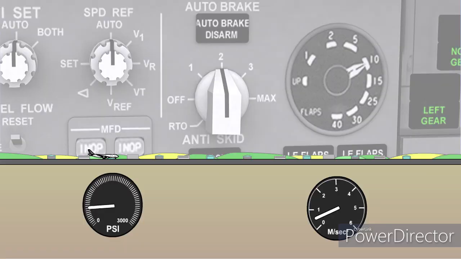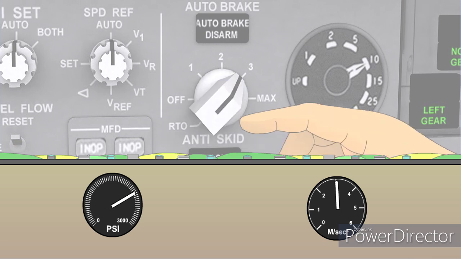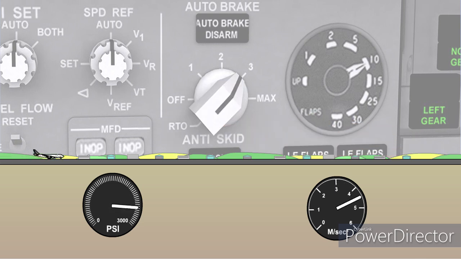On touchdown, with ground mode and wheels spin-up sensed, the brakes will be automatically applied and will slow the aircraft at the selected rate of deceleration to a complete stop, or until the auto-brakes are disarmed. The deceleration rate may be changed during auto-brake operation without disarming by rotating the selector.